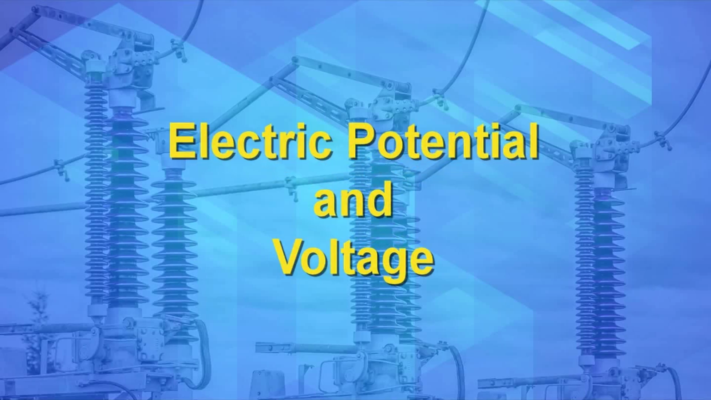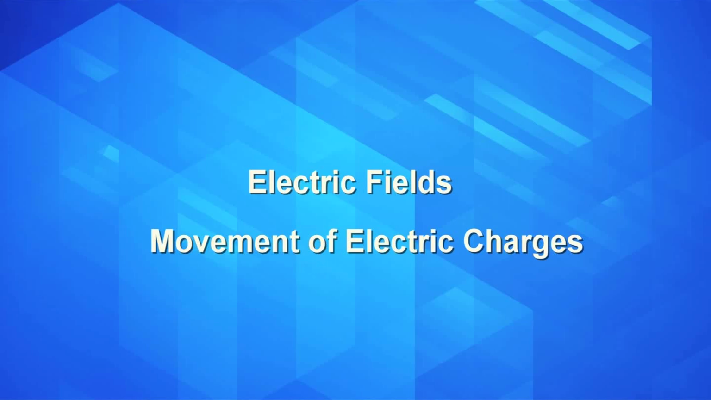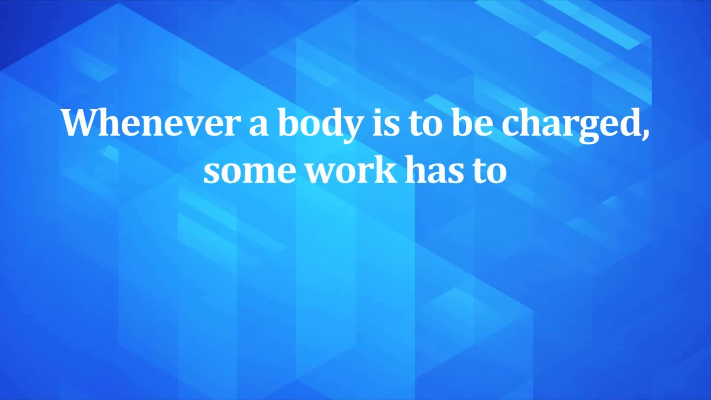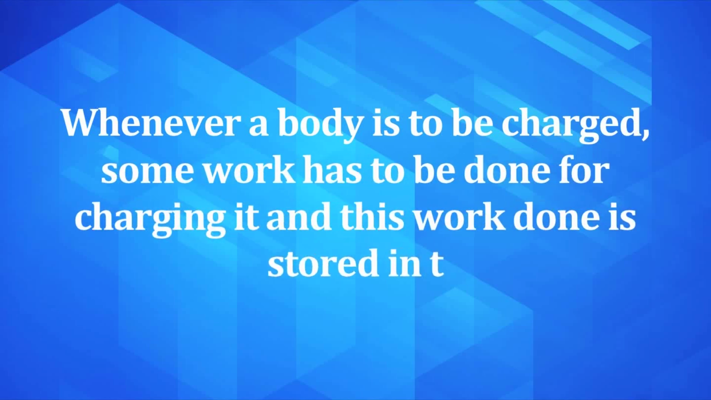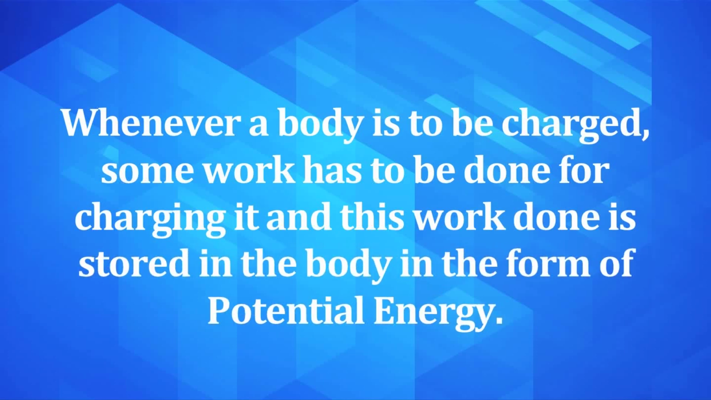Electric potential and voltage. Electric potential and voltage describe the behavior and characteristics of electric field and the movement of electric charges. Whenever a body is to be charged, some work has to be done for charging it, and this work done is stored in the body in the form of potential energy. In the next lecture, we shall discuss the energy in detail.